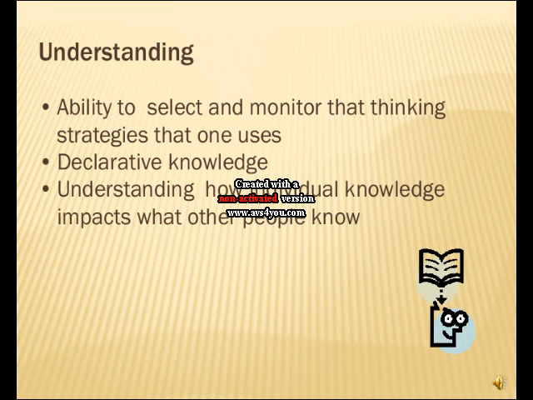First, we must know that the student has an understanding, and that is the ability to select and monitor the thinking strategy that one uses. There must be declarative knowledge, and there must be understanding of how individual knowledge impacts what other people know. And we have learned this information from Osborne.